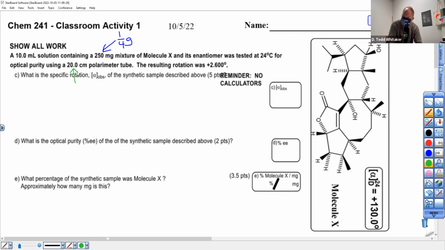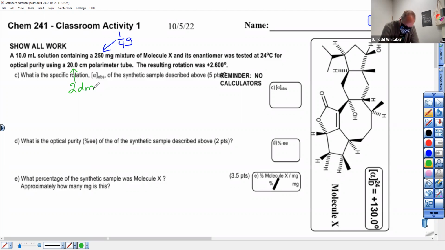Did you say 200? No. 10 centimeters is 1 decimeter. So 20 centimeters is double 1 decimeter, right? So it's 2. And that's all the changes you need to do.